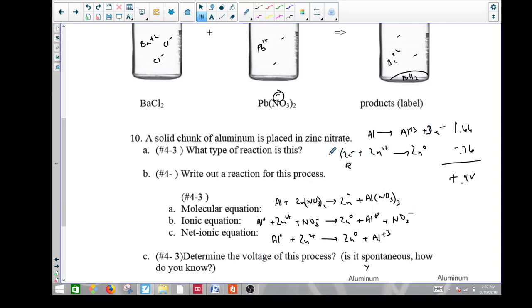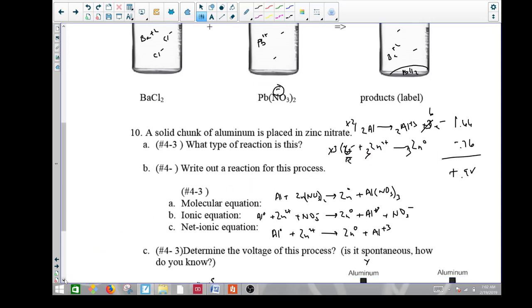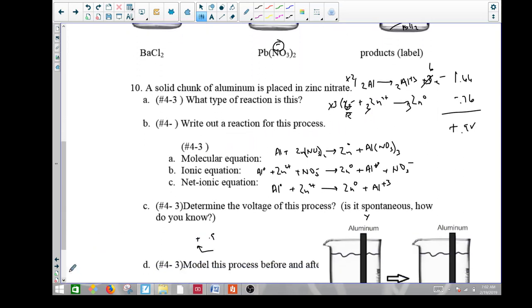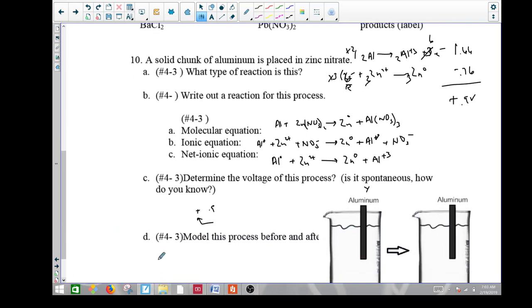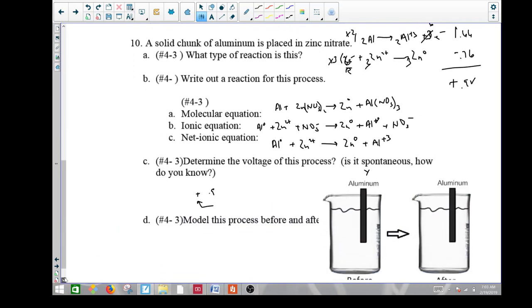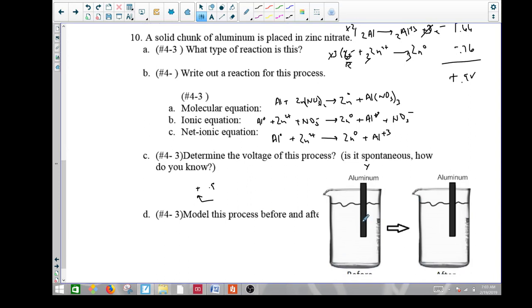So whatever's lost is gained. This is going to go times 3, and this is going to go times 2. That's 2, 2, 6, 6, that's right, 3 and 3. So I'm going to have 2 aluminums and 3 zincs taking part in this process. So I have 2 aluminums, a little more room. Okay, so I have 2 aluminums going to jump off and 3 zincs in the solution before.